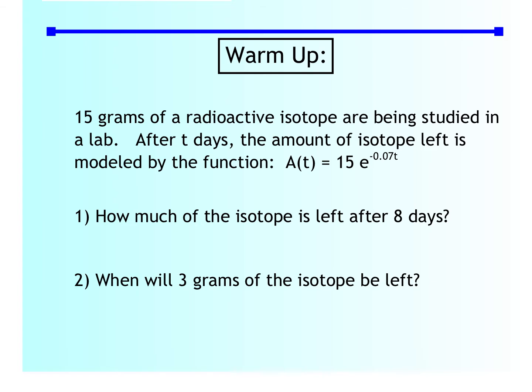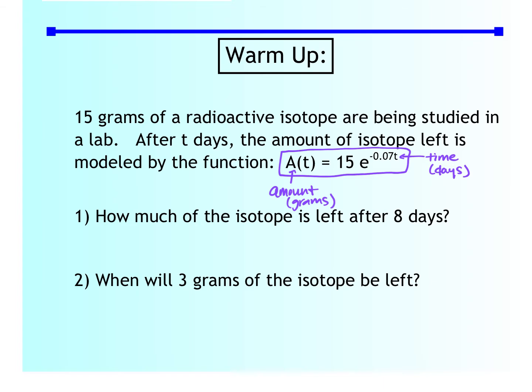It tells us that 15 grams of the radioactive isotope are being studied in the lab, and that after T days, the amount of the isotope left can be modeled by this function. So we have T is our input, our independent variable, represents time. Our unit of measurement here is days. The dependent variable, the output, is the amount of the isotope left, and this is measured in grams.